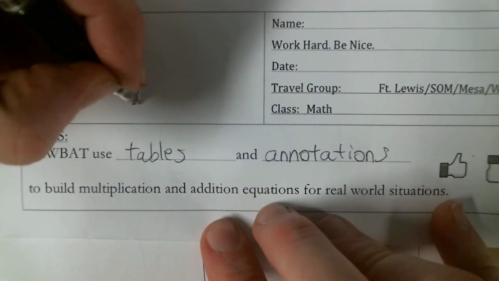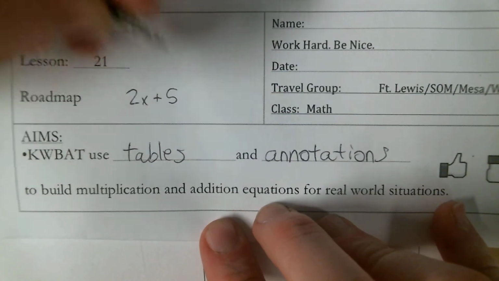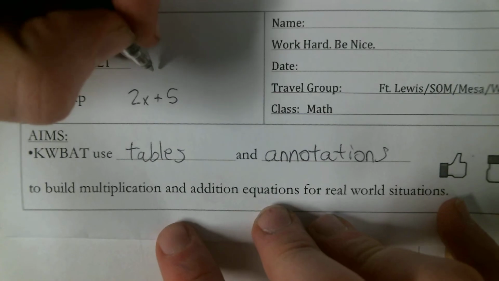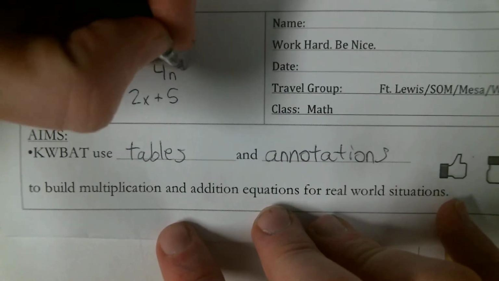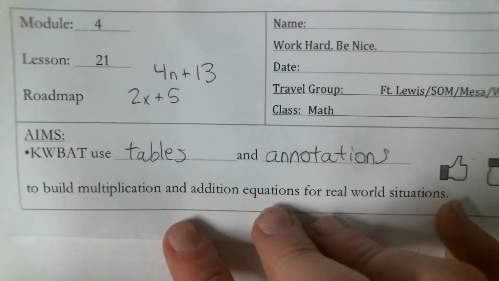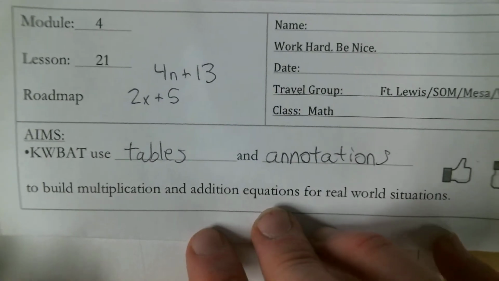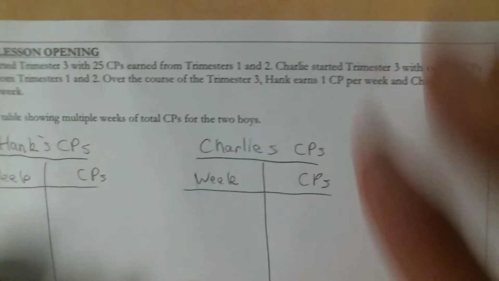We're going to get things like this, 2x plus 5. So we can see there's addition and multiplication. Or in the first case, we might see one like this, 4n plus 13. So these are the kind of expressions we're going to be seeing today. And you're going to be the one building them from a real world situation. So let's look at our first day lesson.